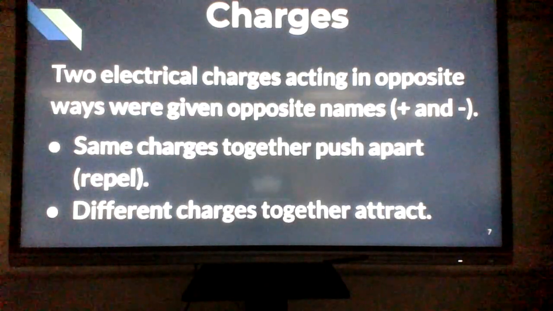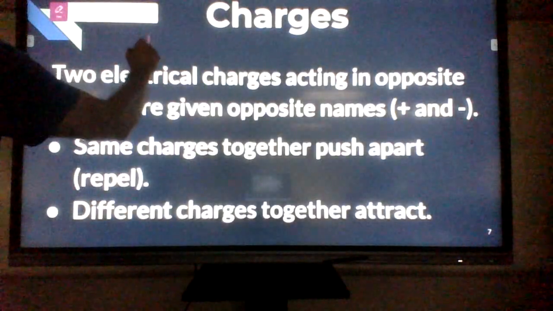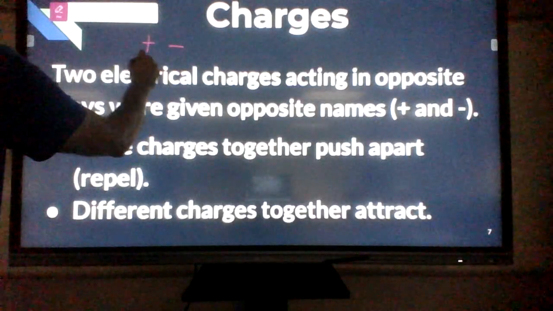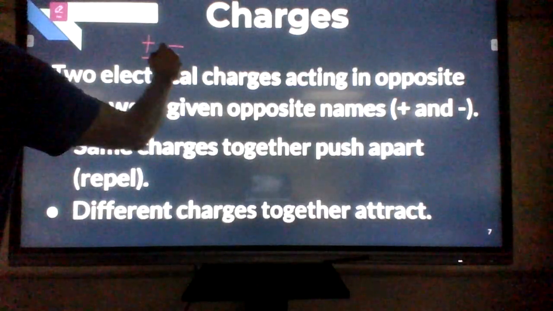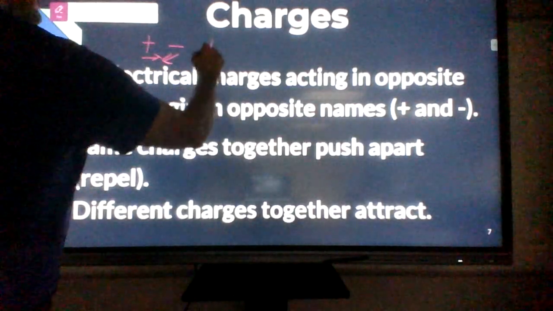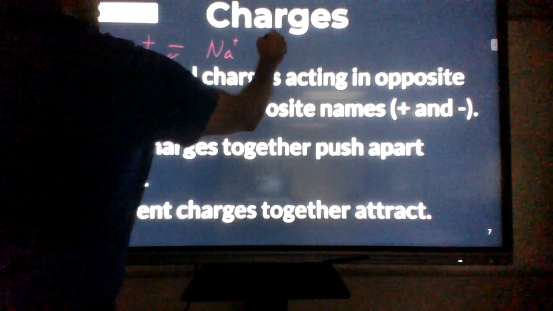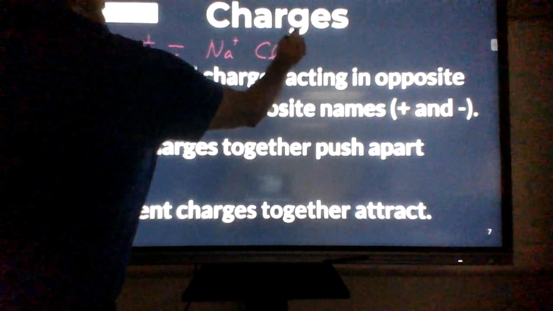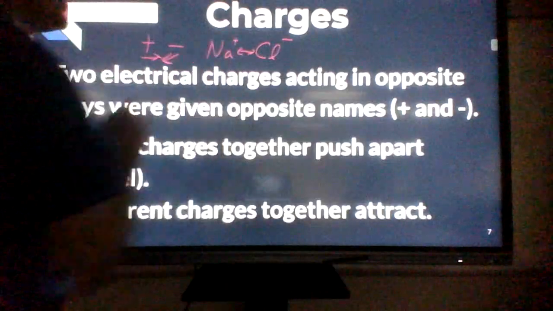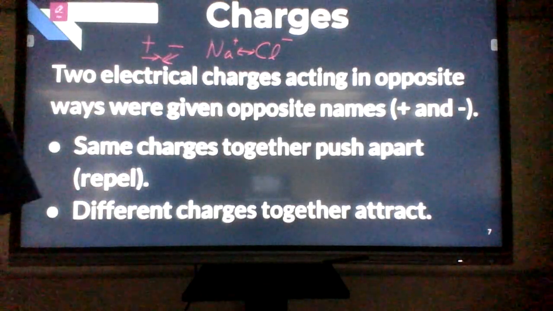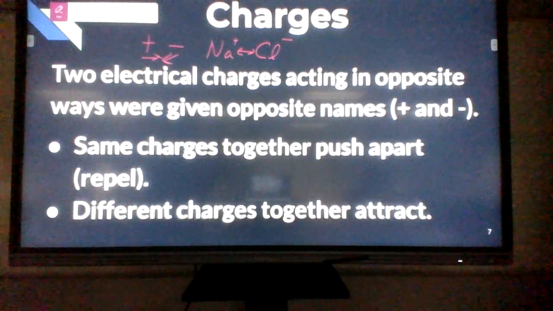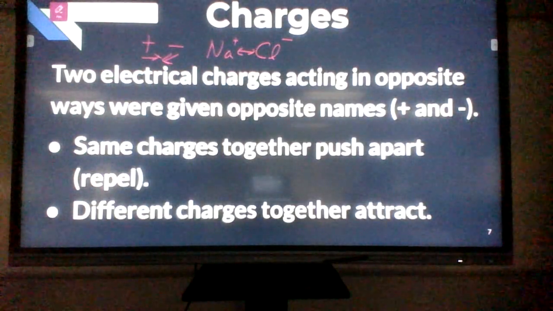So if we put one positive charge next to one negative charge, they're going to come together. And as we'll learn not too long from now, sodium with a positive charge, and we'll explain how that happens, will attract to chlorine with a negative charge. And the combination drastically changes the chemical properties of those 2 atoms.